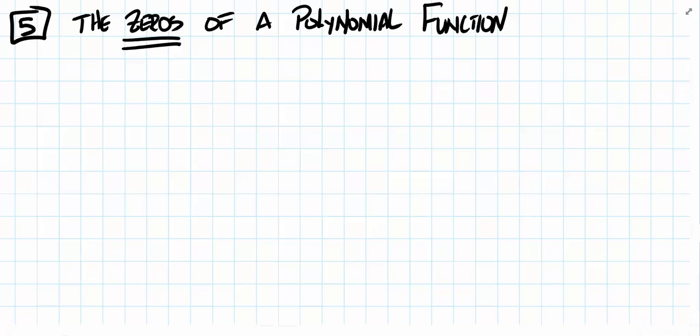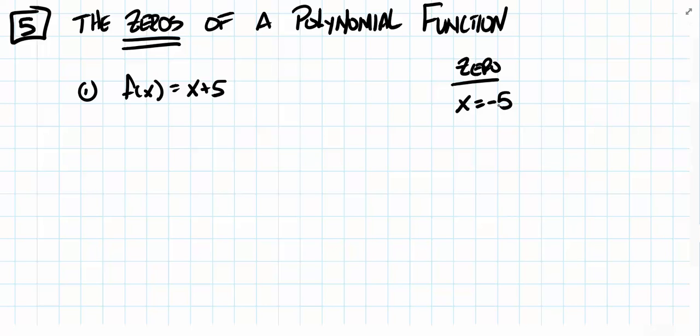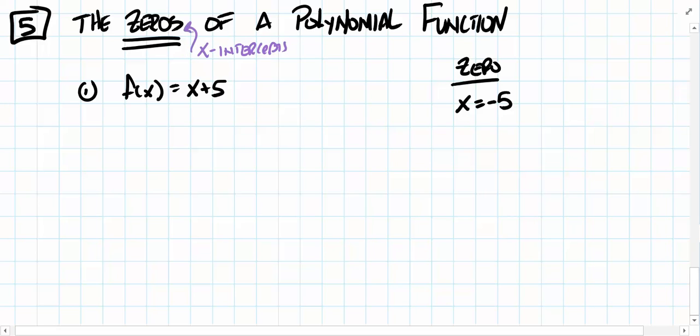Okay, so let me give you an example. If I gave you the polynomial f of x equals x plus 5, what would the zero be? What does that mean? Negative 5, right. The zero would be x equals negative 5. The reason is that when x is negative 5, you get 0 out of the function. The other word for zeros that you are very well aware of is x-intercepts. So whenever you see the word zeros, it's the same thing as the x-intercepts. So for f of x equals x plus 5, you'd say the zero is negative 5.